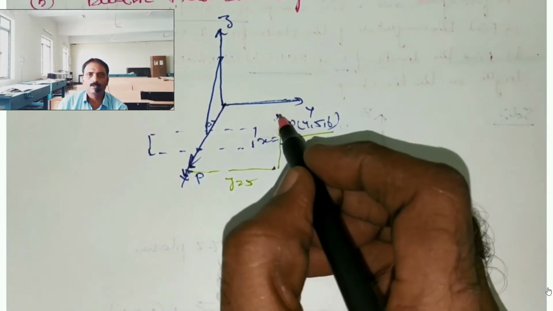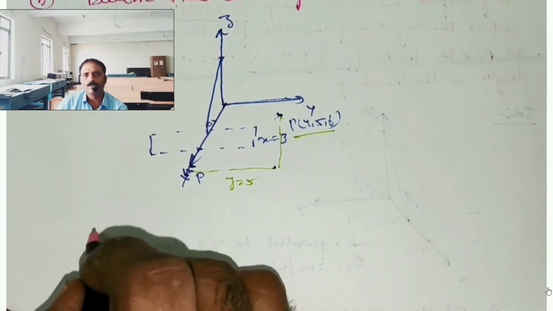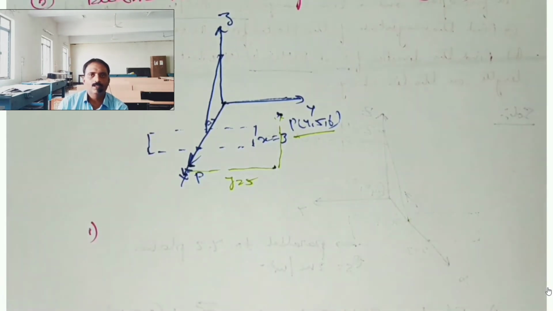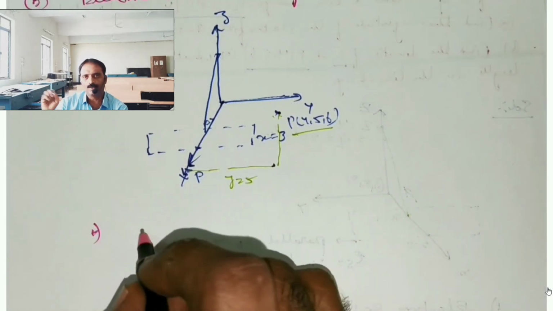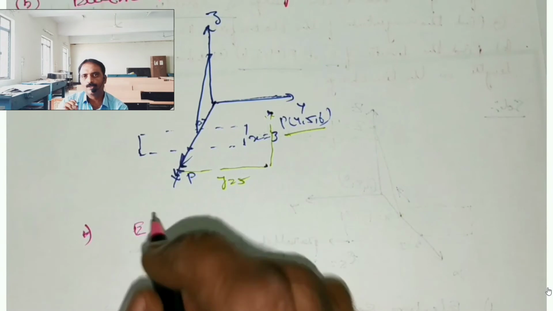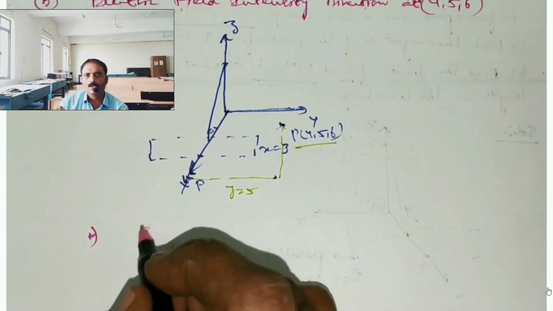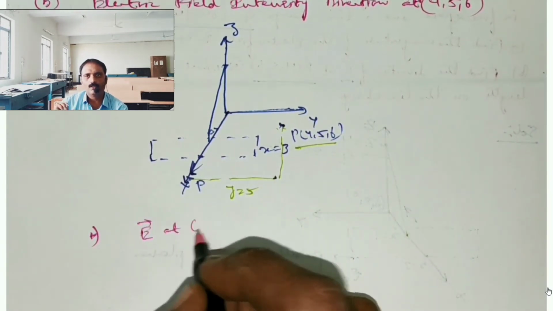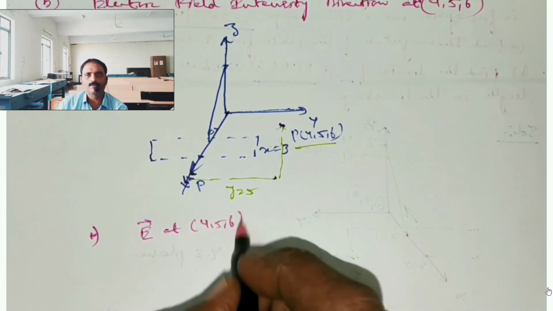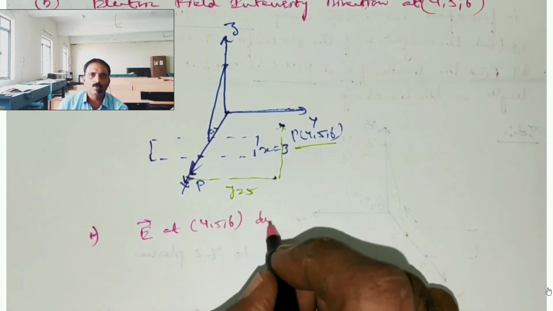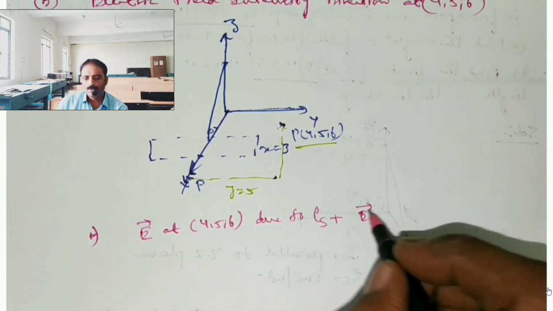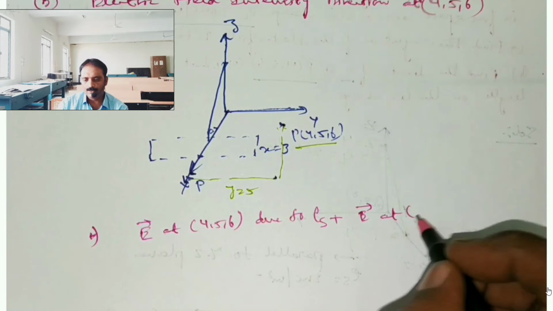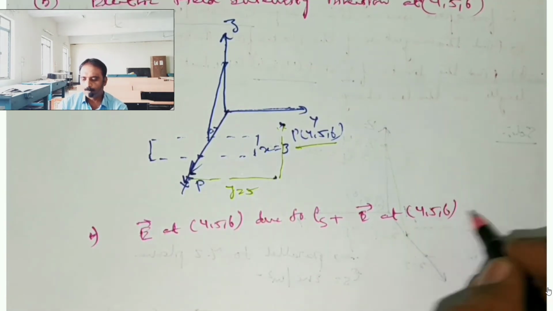So again, the same that we have done in the previous case, here also we have to consider the electric field intensity due to the sheet of charge and also due to the line charge at point 4, 5 and 6. And once we find out the resultant electric field intensity, we have to evaluate the unit vector for that. That will give us the direction of the electric field intensity at that point P 4, 5, 6. So first let us find out the electric field intensity at 4, 5, 6 due to the sheet of charge.